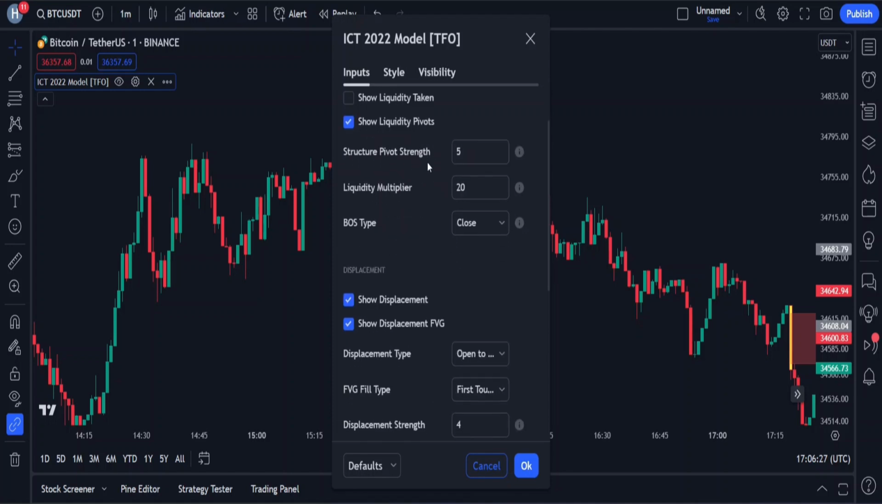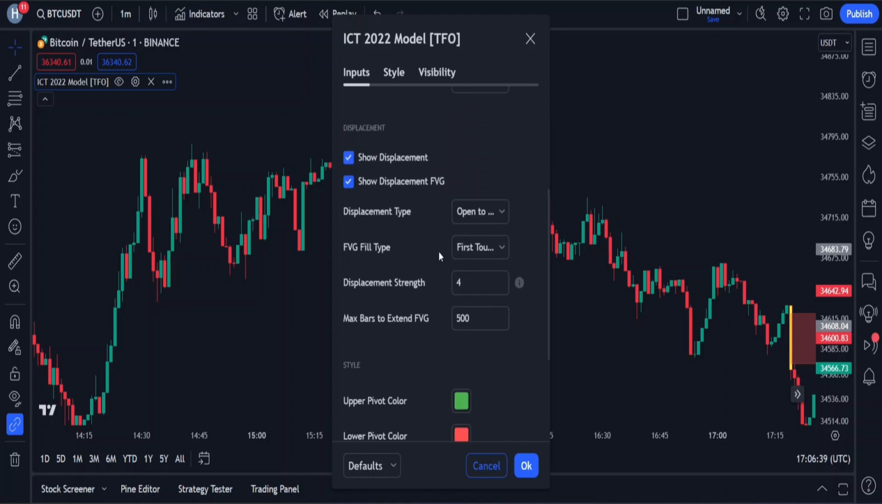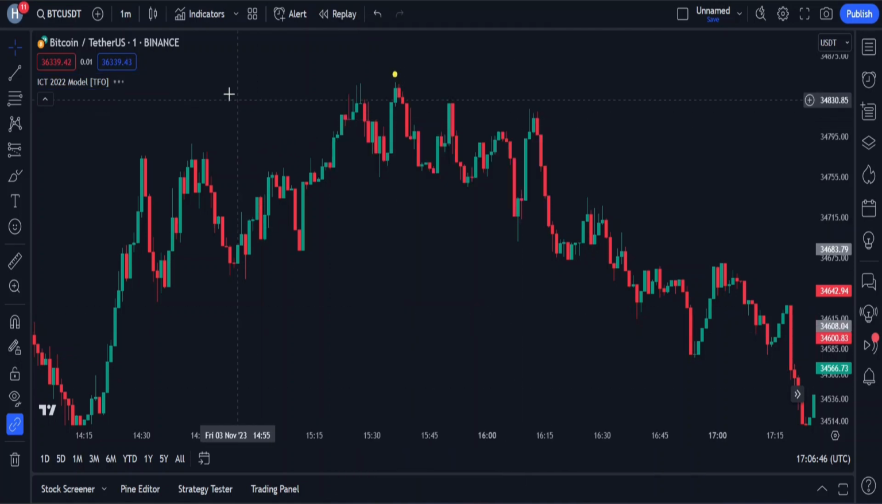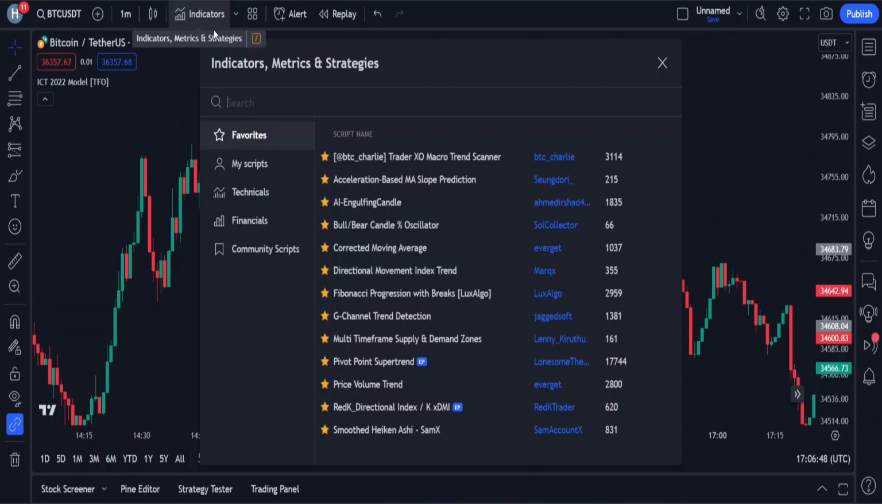Then if we scroll down, we will change the Structure Pivot Strength option from 5 to 6. We have to change this liquidity multiplier option from 20 to 18. We will also change the displacement strength option from 4 to 5. These are all the settings we will be changing for this indicator. Now we have to apply another indicator on the chart.